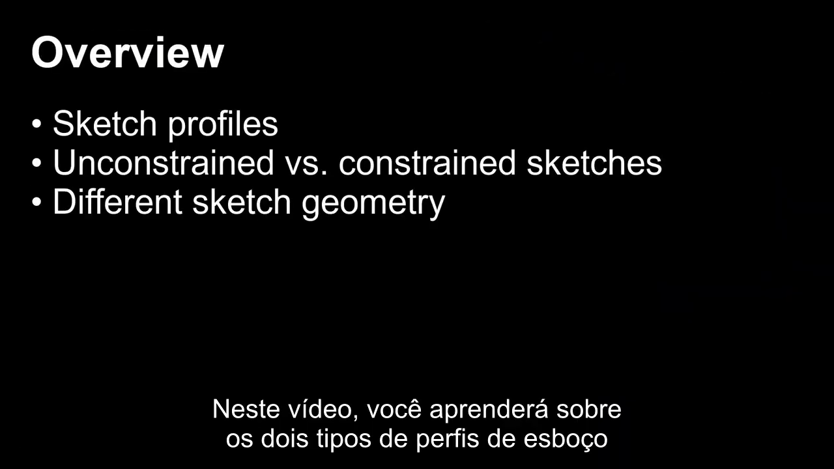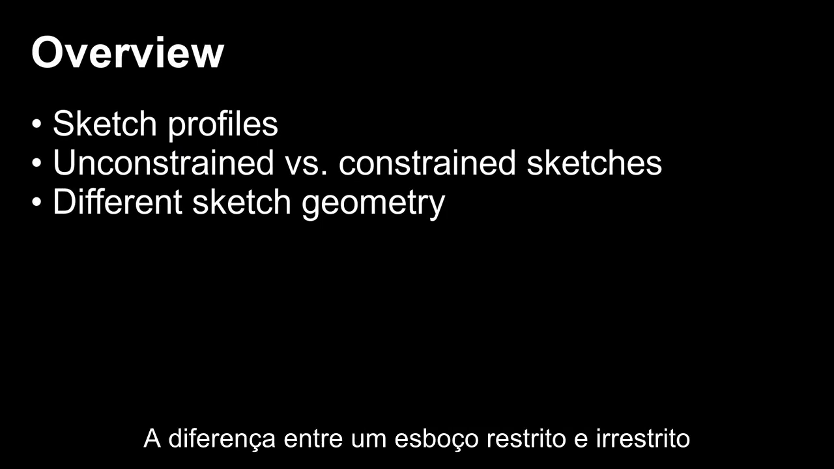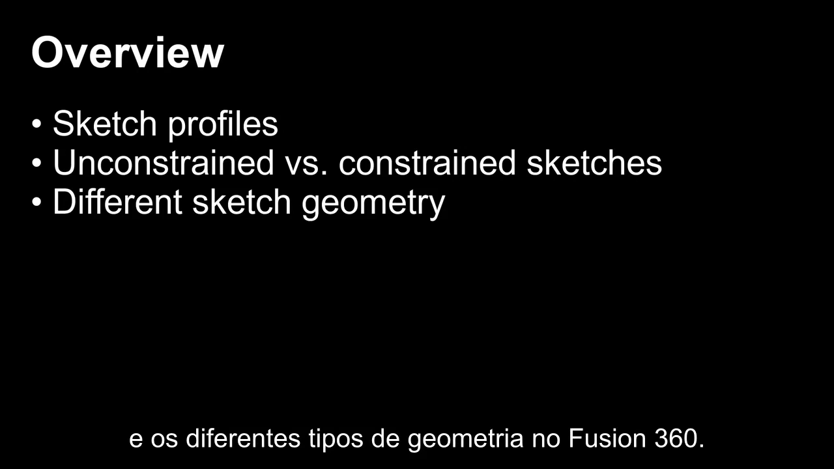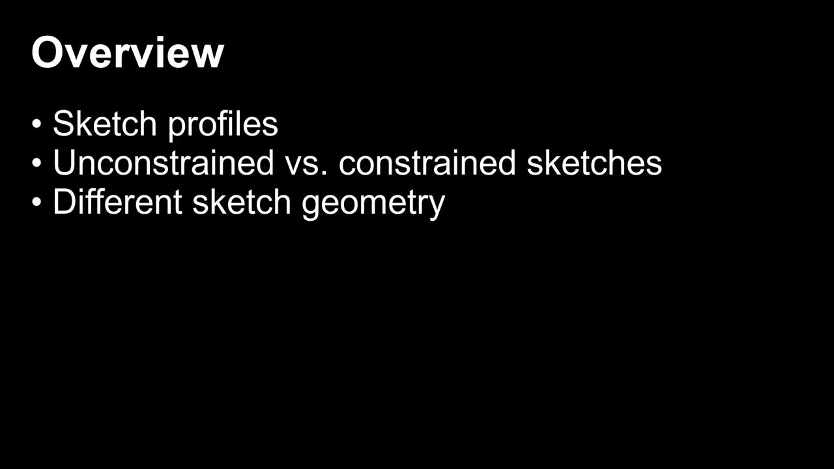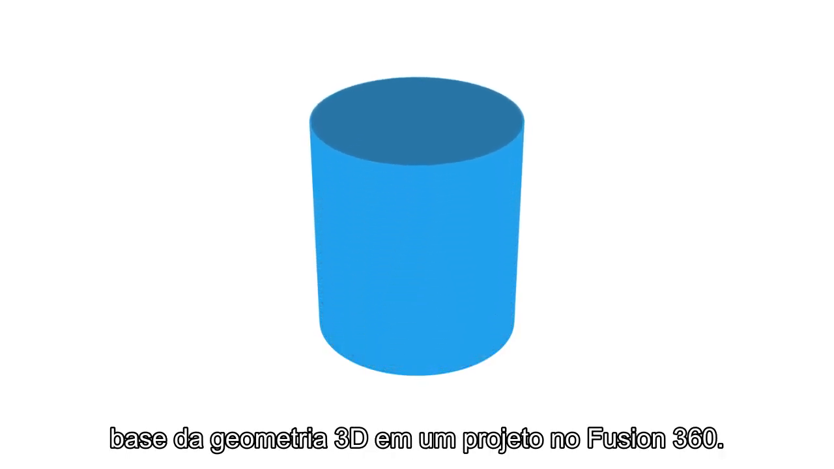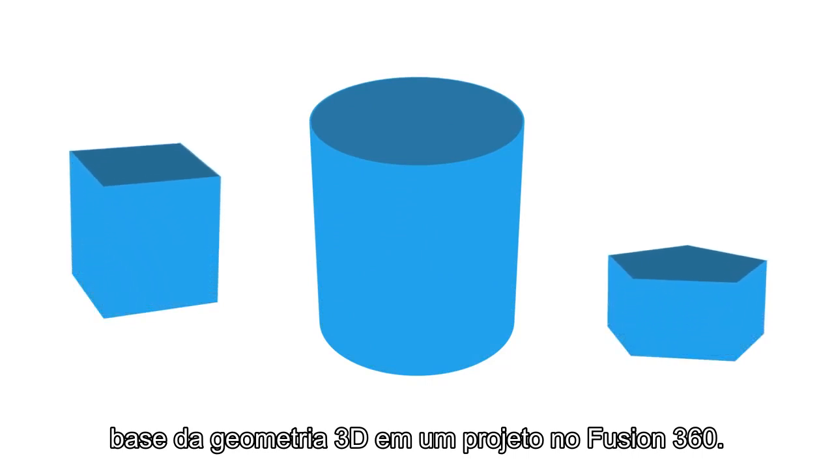In this video, you will learn about the two types of sketch profiles, the difference between a constrained and unconstrained sketch, and the different geometry types in Fusion 360. A sketch is a geometric profile that forms the foundation of 3D geometry in a design in Fusion 360.